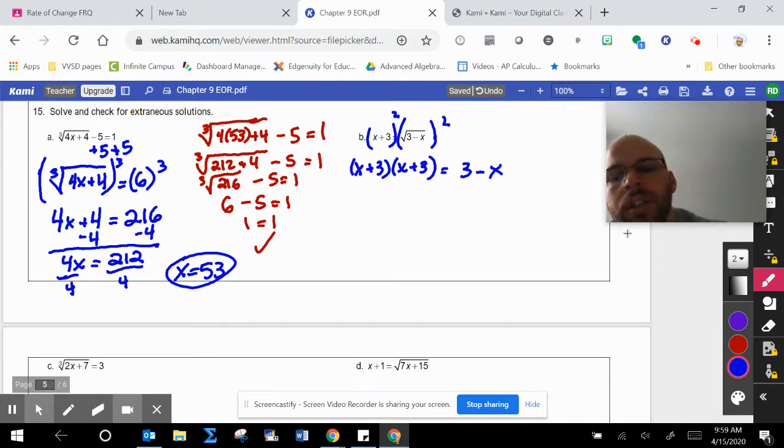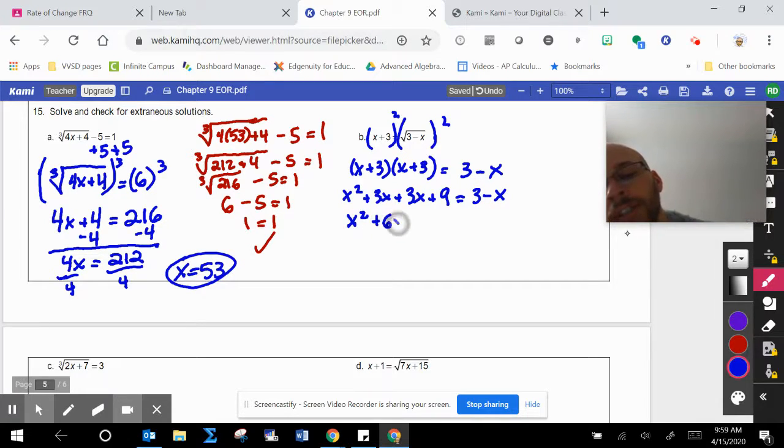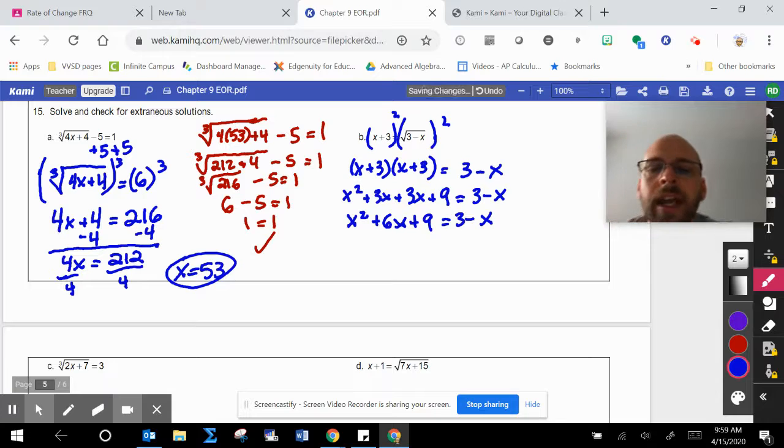So if I do this, x times x is x squared. X times 3 is 3x. 3 times x is another 3x, and 3 times 3 is 9. That gives me 3 minus x. X squared plus 6x plus 9 equals 3 minus x. Now that I have a quadratic, I want to get all of my terms to one side. I want to get it equal to 0.